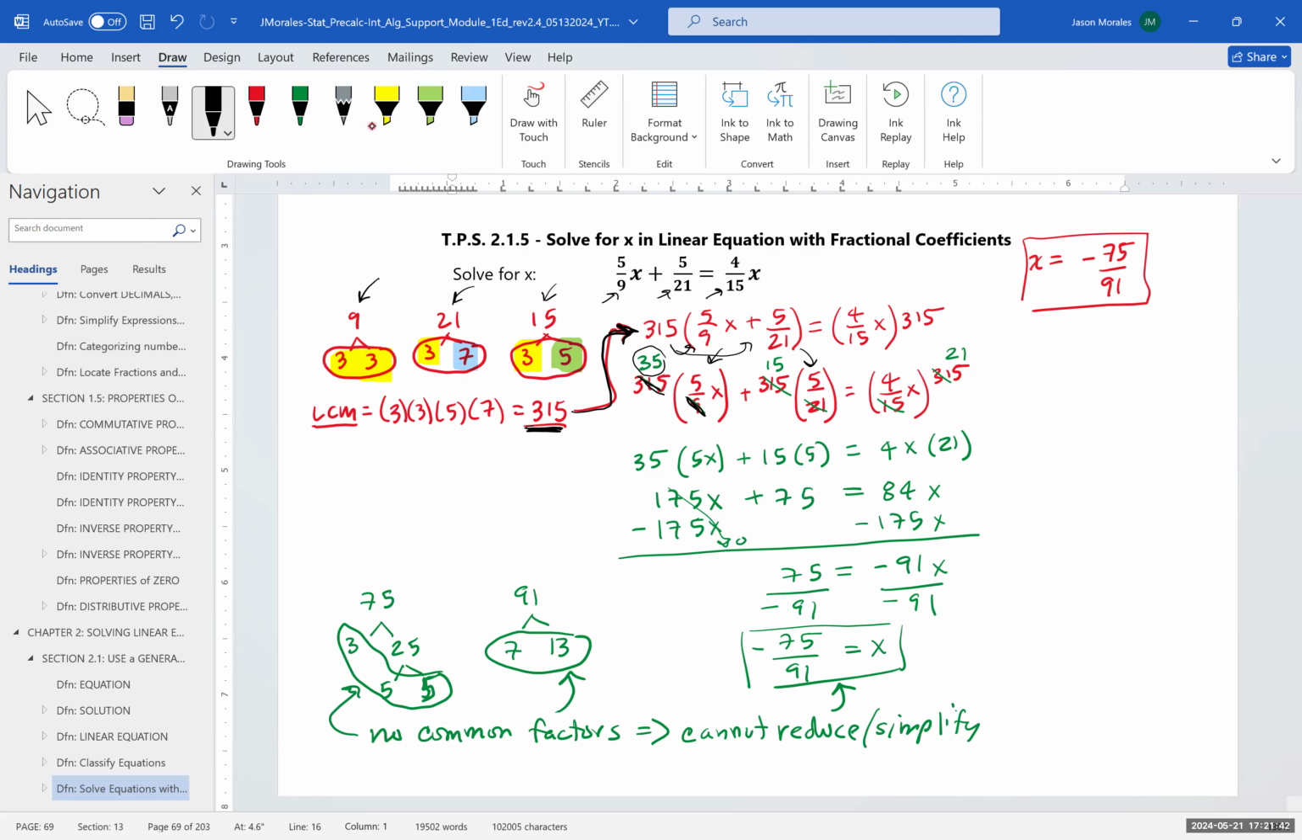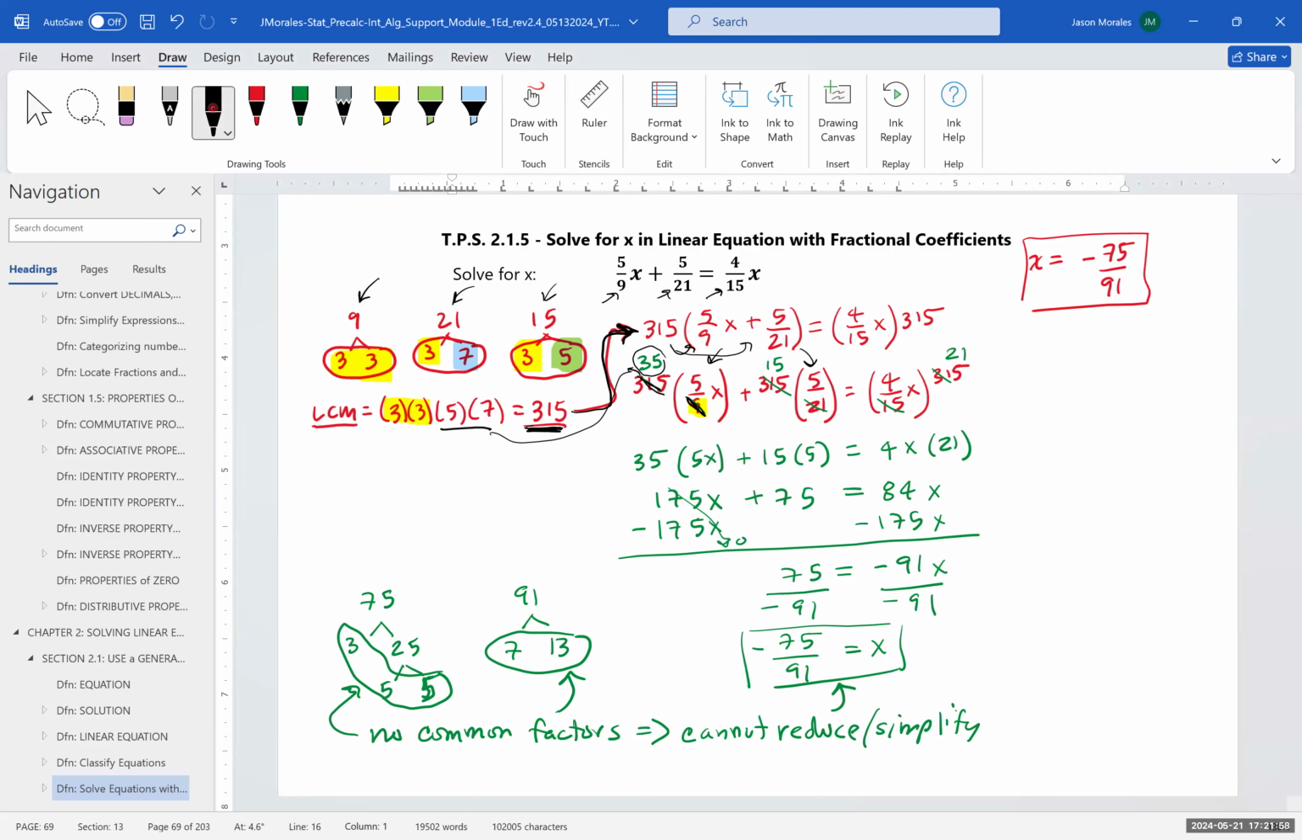So, to remind you how I did that. Here's 9 in the denominator. Here's 9 in our least common multiple. And what do we have left? 35. So that's why we've got 35 left here.